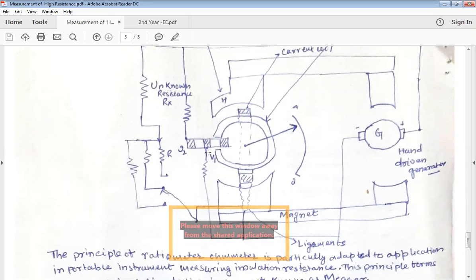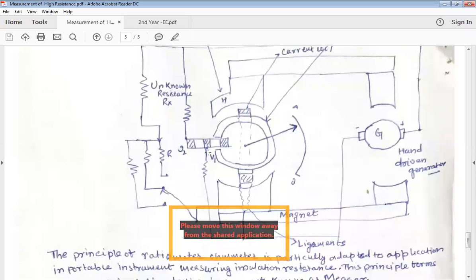Okay, so finally we have completed measurement of resistance. In the next class I will discuss measurement of inductance and capacitance using different types of bridges. There are many bridges, like Schering bridge, Wien bridge, Anderson bridge, and Desauty bridge for the measurement of inductance and capacitance.